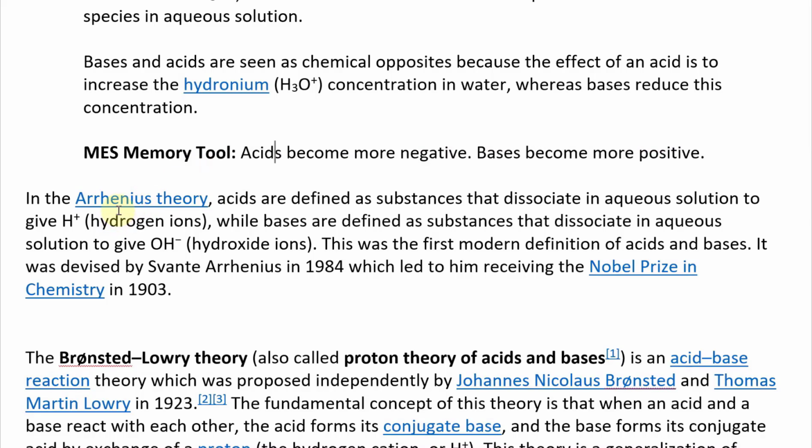In the Arrhenius theory, so I keep pausing and looking up the pronunciation on Google after years of people telling me I can't pronounce it.